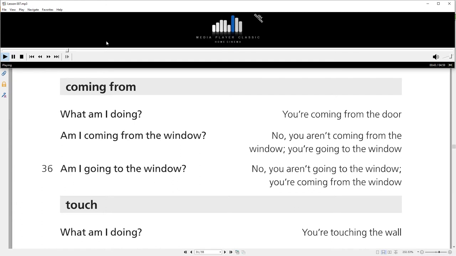Am I going to the window? No, you aren't going to the window. You're coming from the window.